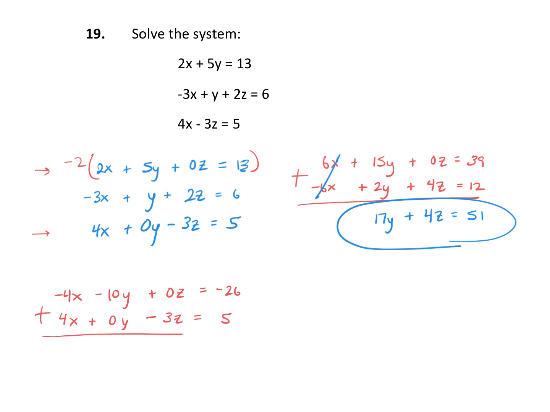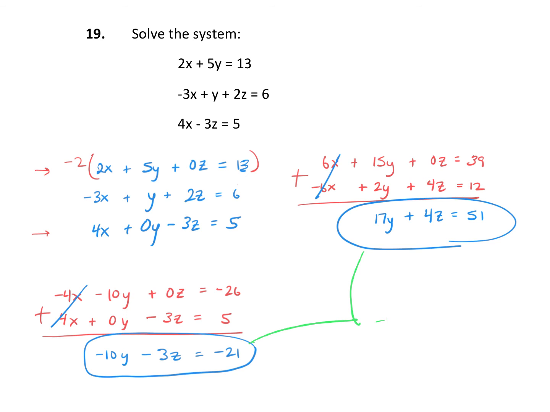Let's add our two equations together. Our x's cancel like we wanted them to. Negative 10y plus 0y is negative 10y. 0z plus a negative 3z is negative 3z. And negative 26 plus 5 is negative 21. Circle this equation. We've got our second equation with a y and a z. Here's a y and a z. And so we are going to bring these two equations together. For one final system, we have negative 10y minus 3z equals negative 21, and 17y plus 4z equals 51.